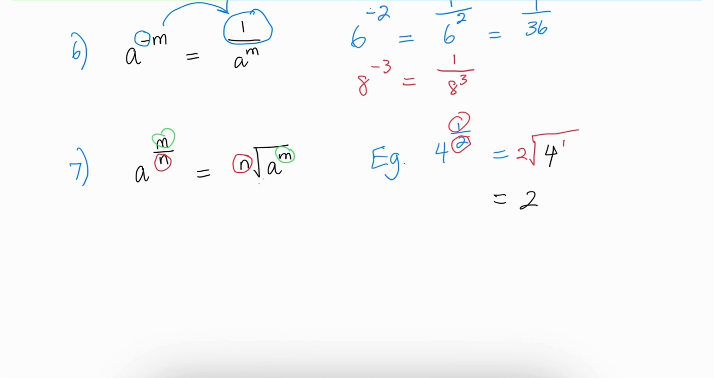let's say I had 100 raised to the power of 2 over 3, right? Well, again, the denominator tells me which root I will be taking. So it will be the third root or the cube root of 100, the base, raised to the power of the numerator, which is 2. All right?